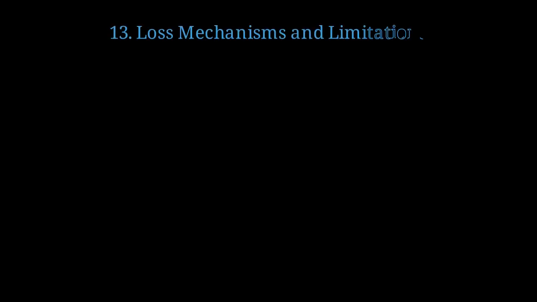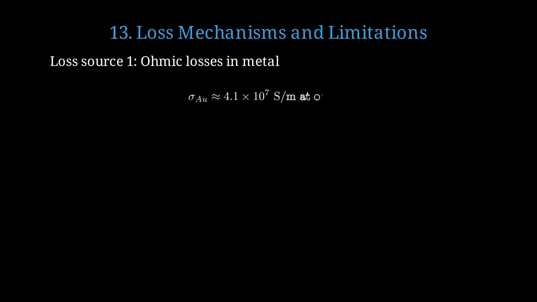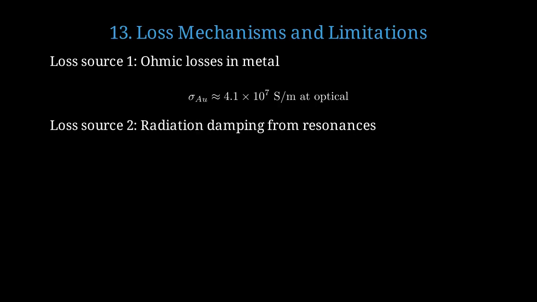Despite exciting promises, losses present fundamental limitations to metamaterial performance. First loss source: ohmic losses in the metal due to finite conductivity. Gold conductivity is about 4.1 times 10 to the 7 Siemens per meter at optical frequencies. Second, radiation damping, as oscillating currents and resonators radiate energy away.